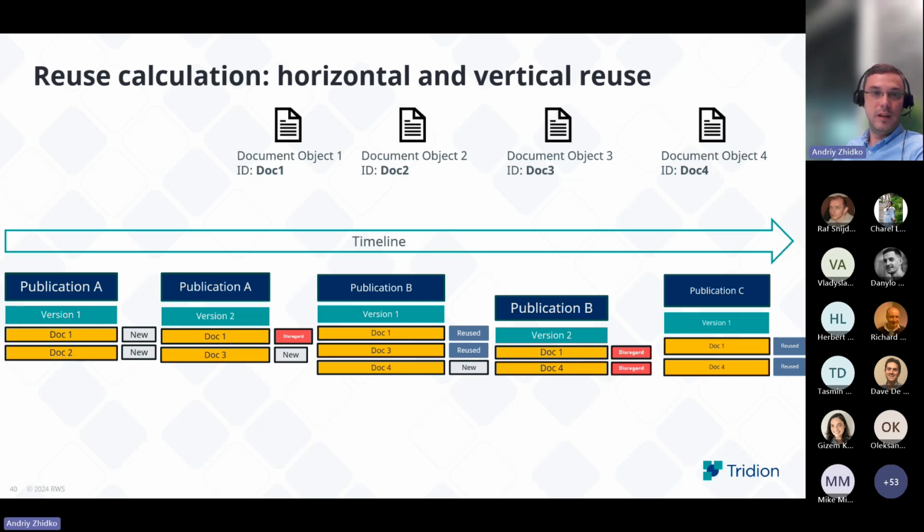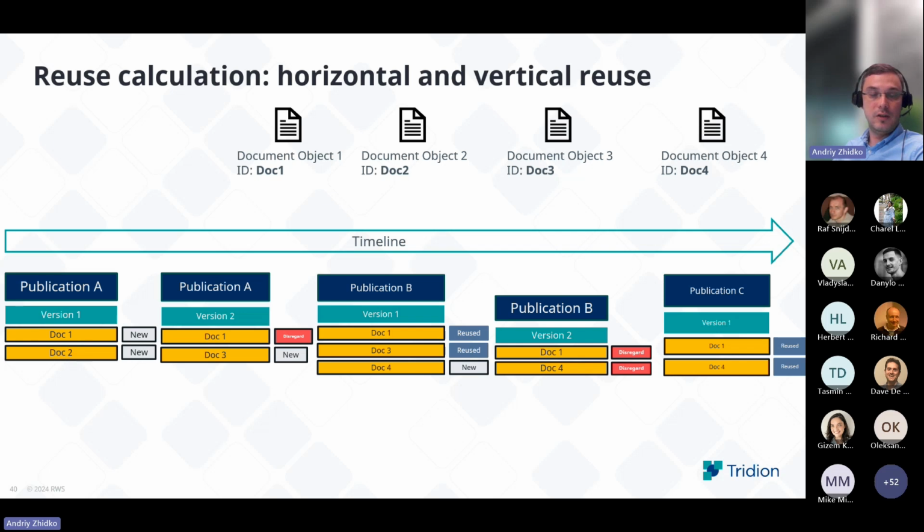Later we created publication B that has document 1, 3, and 4. Document 1 was used in publication A version 1. Document 3 was used in publication A version 2. As a result, both of them will have status reused. Document 4 is used for the first time, so it will have status new.